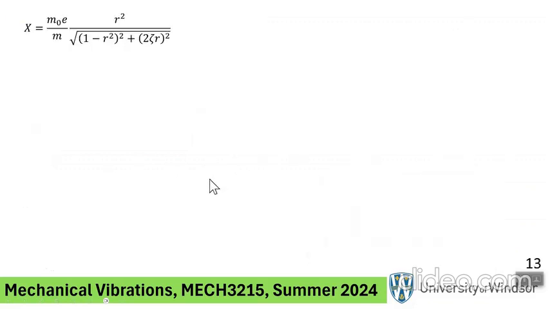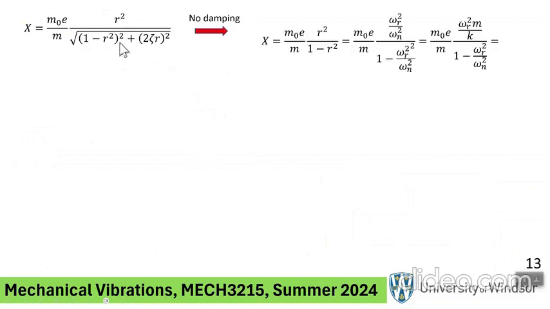So the moral of the story is that, first of all, if there's no damping, this thing simplifies. Zeta is equal to 0. This whole thing simplifies, and clean it up, big X equals M naught over M.